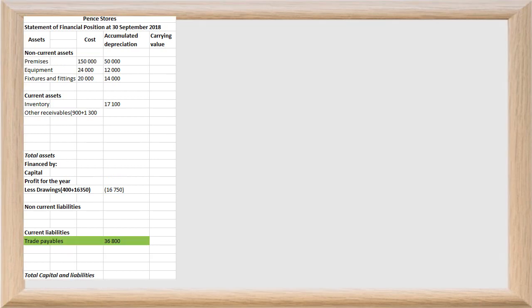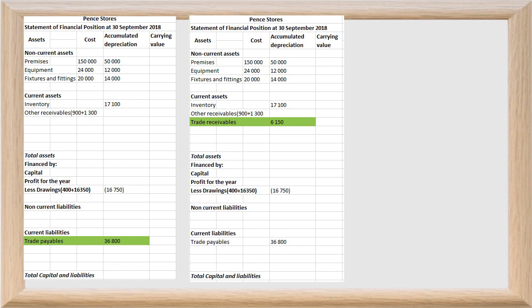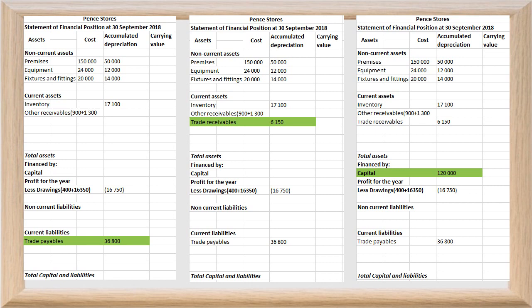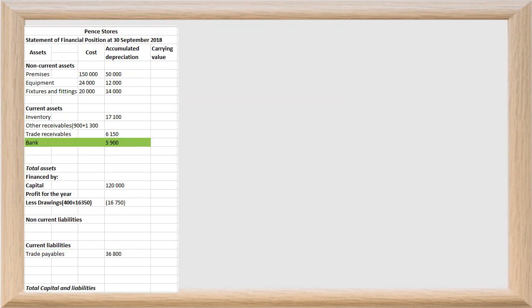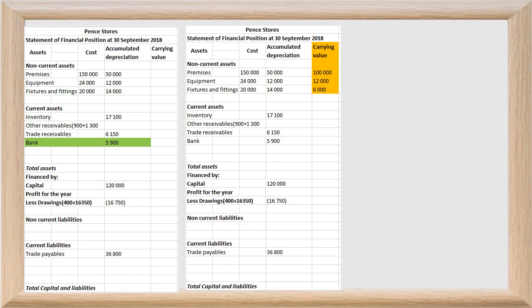Then, trade payables is recorded under current liabilities. Then, trade receivables is recorded under current assets. Next, capital is recorded under financed by. Next, bank is recorded under current assets. Now, it is just a matter of totaling up the figures.